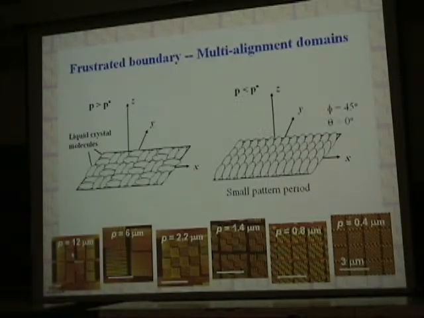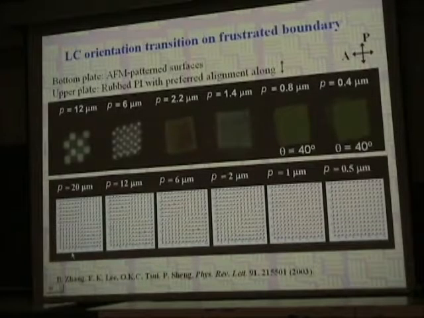Now, we have confirmed such a physical picture of the liquid crystal alignment on these patterned surfaces that we fabricate by the AFM, and I'm going to show you the data. Shown in the top series are optical images of the liquid crystal cells, where the bottom cell is made of the AFM pattern surfaces that I just showed you in the previous slide, and the top plate is made of ideal glass with polyimide that is uniformly rubbed along the y direction.